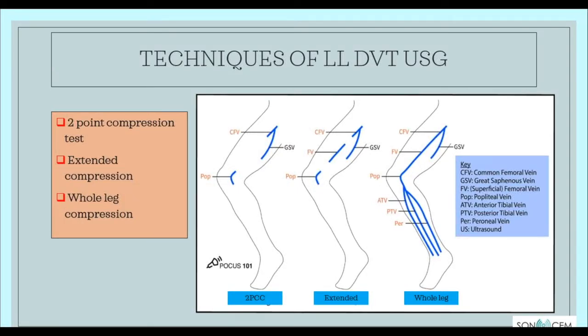Now that we already know which probe to use, the correct positioning of the patient, and the mode used in assessment of DVT, we will proceed with techniques of lower limb DVT ultrasound. We have three techniques. First is the 2-point compression test. Second is the extended compression test. And the last one is the whole leg compression test. We can see in the figure, it shows the different areas to be scanned on the lower limb.